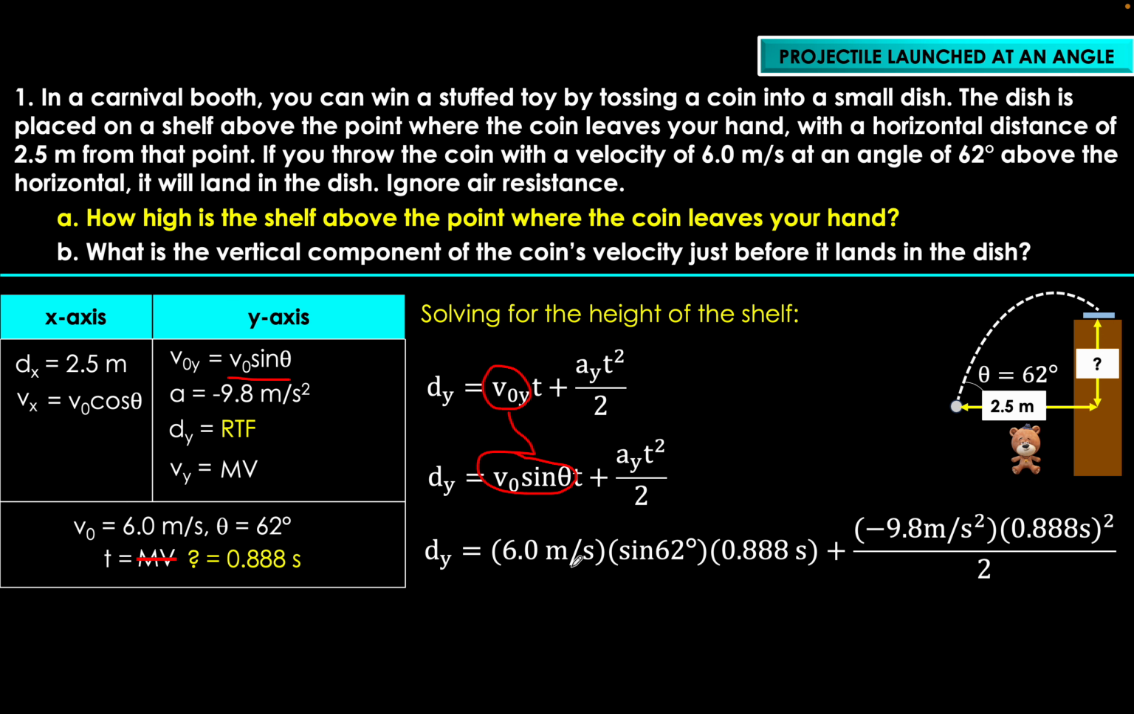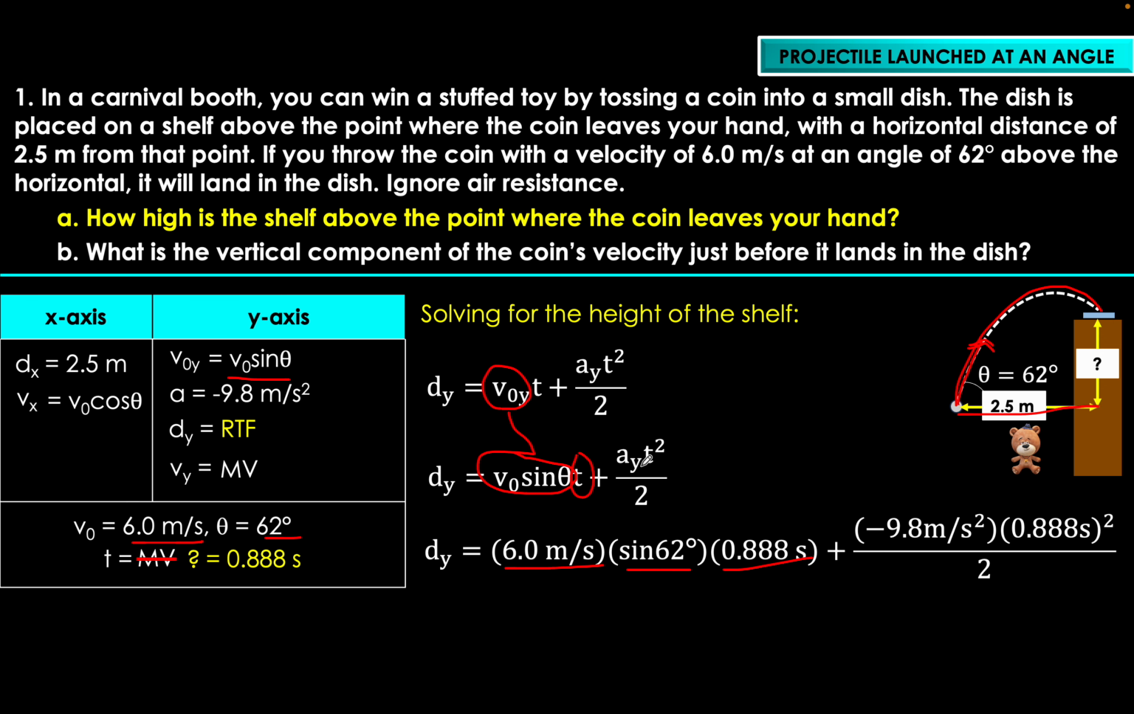So let's plug in the known variables. v naught is this, 6 meters per second. It's how fast the coin is launched in this actual curved trajectory. And then sine 62. So 62 is the angle at which you launch the coin at 6 meters per second. And then do not forget time. Okay, so it's 0.888 seconds. It's the amount of time taken to cover this entire trajectory in the 2.5 meters horizontal displacement.